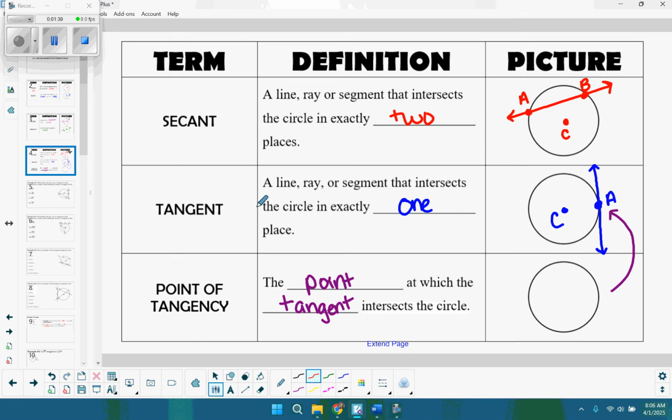A tangent is a line, ray, or segment that intersects the circle in exactly one place. And we call the place where it intersects the circle the point of tangency. That is the point at which the tangent intersects the circle.